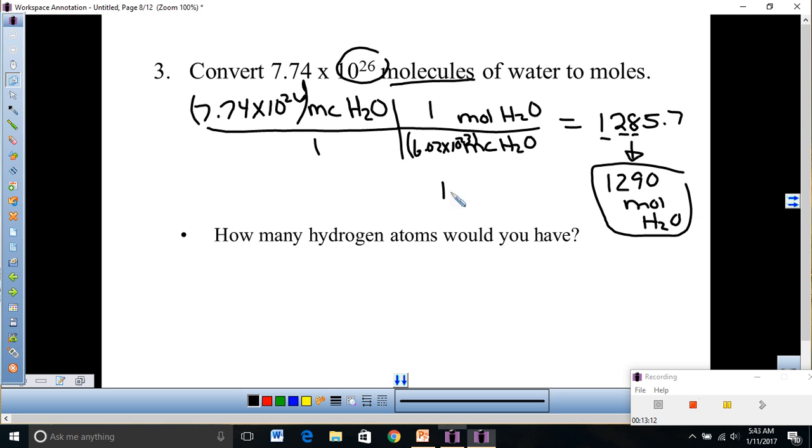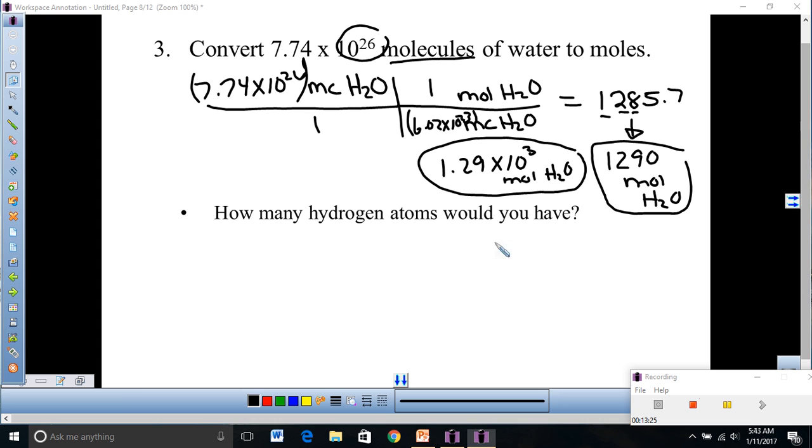Or you could do scientific if your calculator's in scientific, and it would be to the 3rd, and again it would be moles of water. Either one is fine with me. You can put them all in scientific or not.